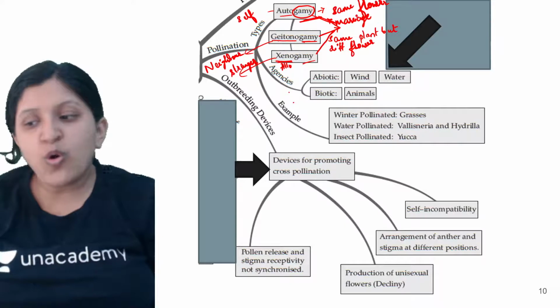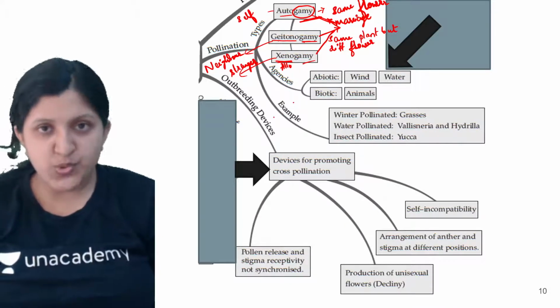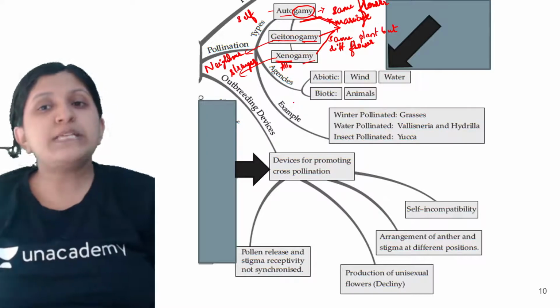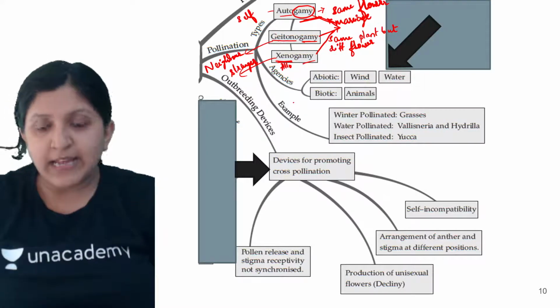So that is xeno or allo, which we call a stranger, and gamy is a marriage. With respect to that, there are a lot of changes that are going to occur.